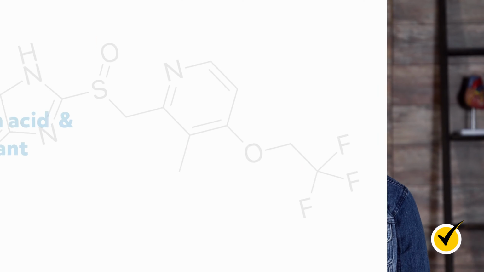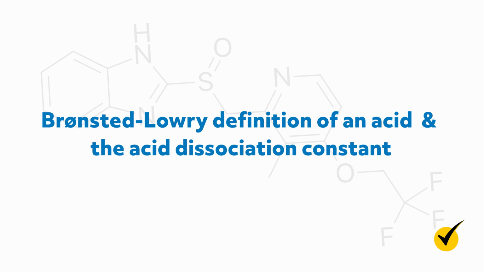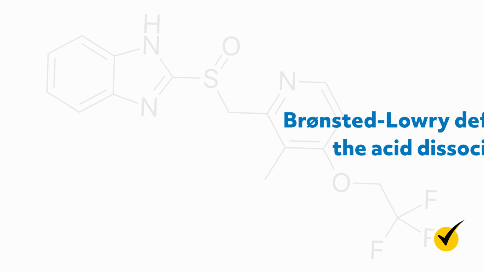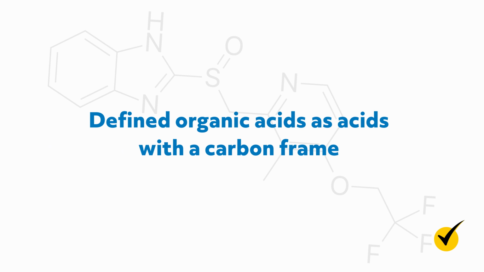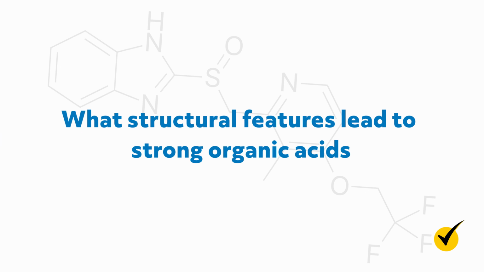All right, let's finish with a review of what we've covered today. We reviewed the Brønsted-Lowry definition of an acid as well as the acid dissociation constant. We then defined organic acids as acids with a carbon frame, but noted that the acidic protons are rarely attached to carbon atoms. That's because carbon cannot stabilize a negative charge as effectively as larger and more electronegative heteroatoms. This led to our final discussion on what structural features lead to strong organic acids.